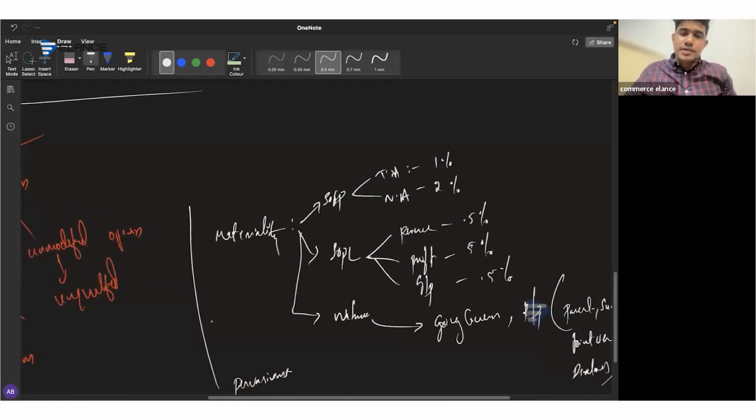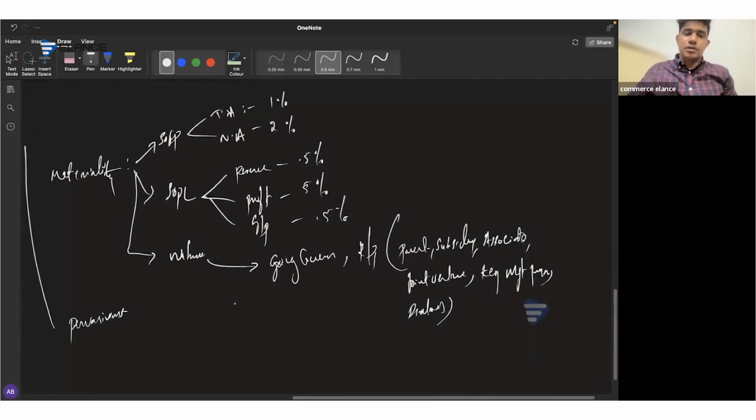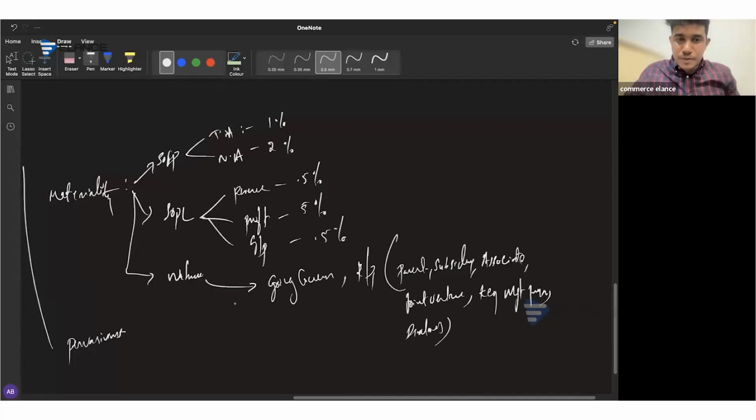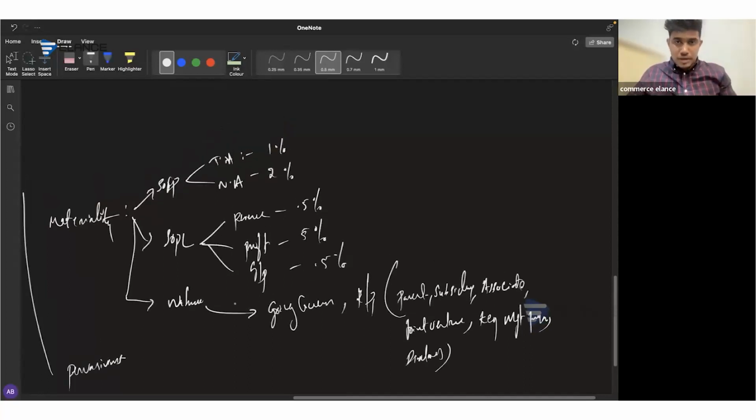So we will be considering whether this is material on the basis of elements of SOFP or on the basis of SOPL, and we'll be considering the nature as well. On the basis of SOFP, it is total assets and net assets. On the basis of SOPL, it's revenue, profit, or gross profit. On the basis of nature, it's going concern or matters relating to related parties. Is that clear, everyone? Yes, sir.